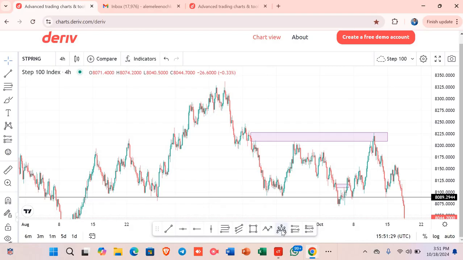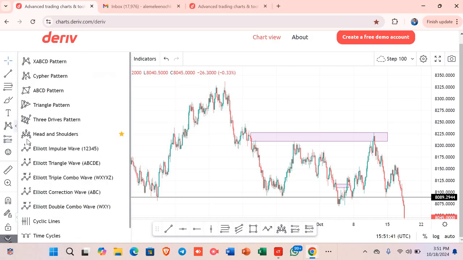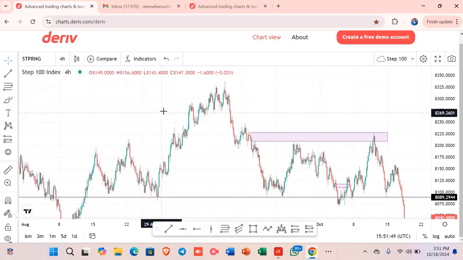You see, when I put the cursor on it, the name actually displays head and shoulder. So when you search in the tools bar, you will be able to identify the head and shoulder chart pattern. That's the name here. I have added it to my favorite, so you can click on that and then you use it. Now this is how to identify the head and shoulder chart pattern.